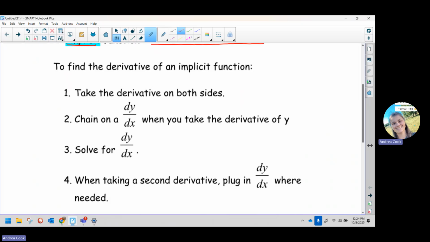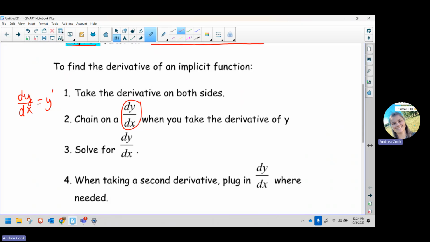Then because y is a function, just like when we took that derivative rule quiz, anytime you take the derivative of y, you have to chain on a dy over dx. And remember, dy over dx is the same thing as what? Y prime. Okay, so it's the derivative of y. After you do that, you're going to solve for dy over dx.